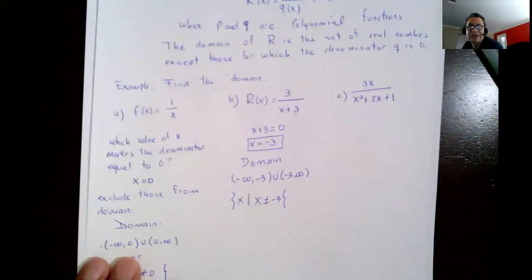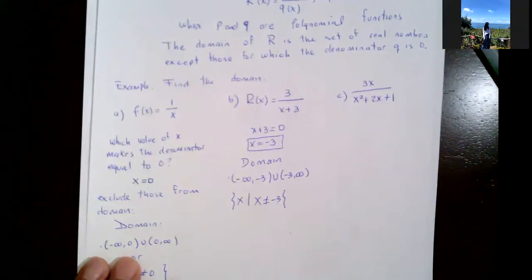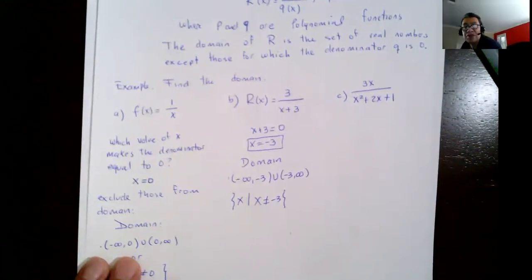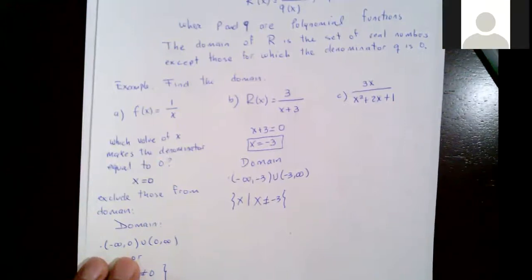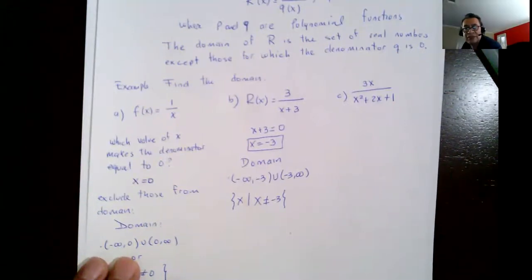All right, so let's try C. I'm going to give you a couple of minutes to try C. The first thing that we're going to do for C is equate the denominator equal to 0. Since we have a trinomial there, we're going to factor that trinomial. I'm going to give you 1 minute to try it. After we factor that trinomial, we're going to solve it, and from there we'll know the values that make that function undefined.